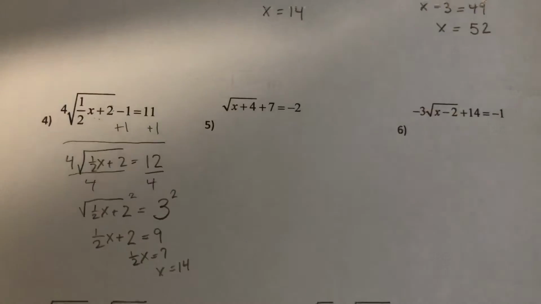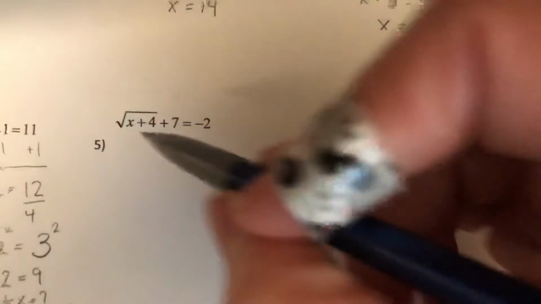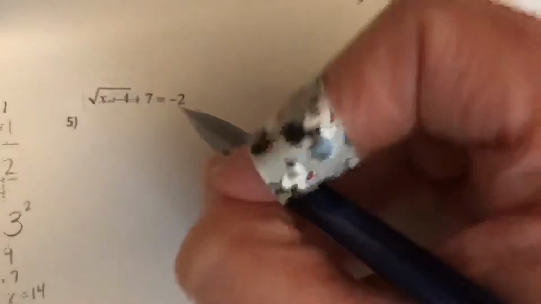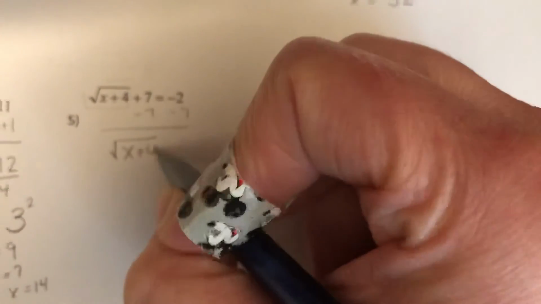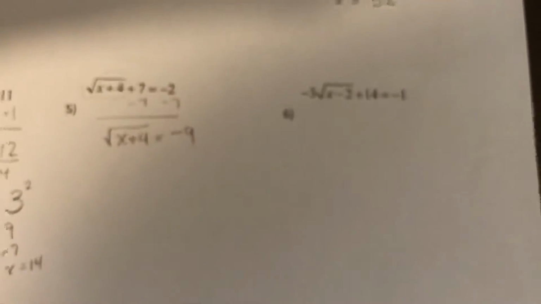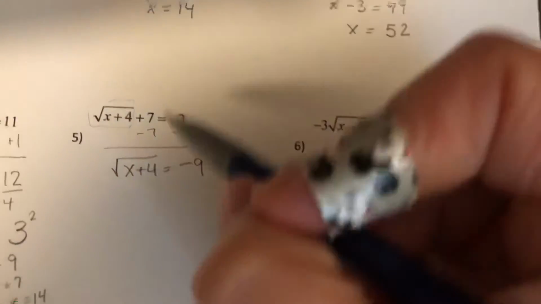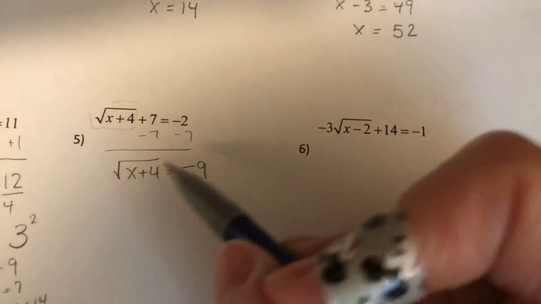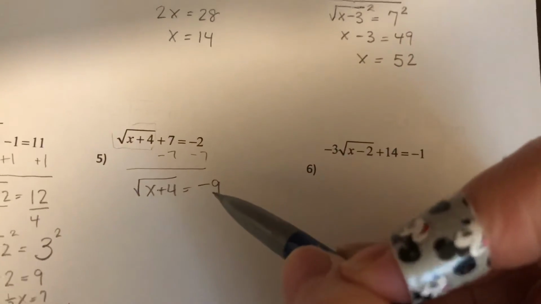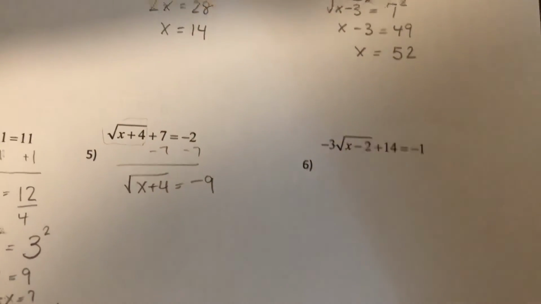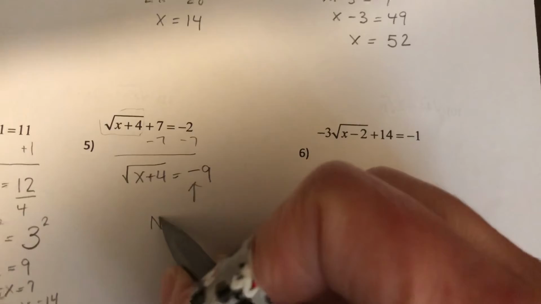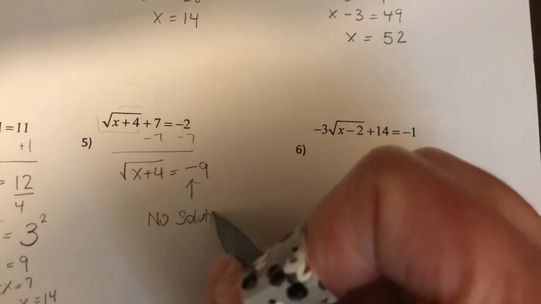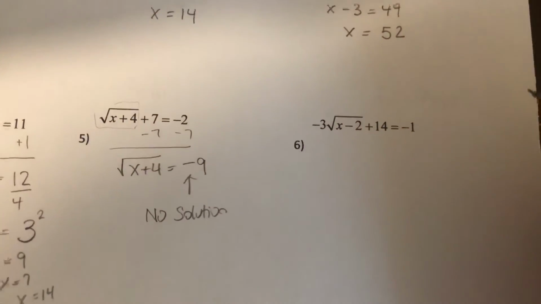So that's good. Number 5, same thing. Isolate that radical. We want to get that alone. So we're going to subtract 7 from both sides. So now we have the square root of x plus 4 equals negative 9. At this point, hopefully you can notice that you have a square root equal to a negative. When solving radical equations, we're just having the positive roots. So because it's a negative, there is no solution for this. There is no value for x that will make that true.